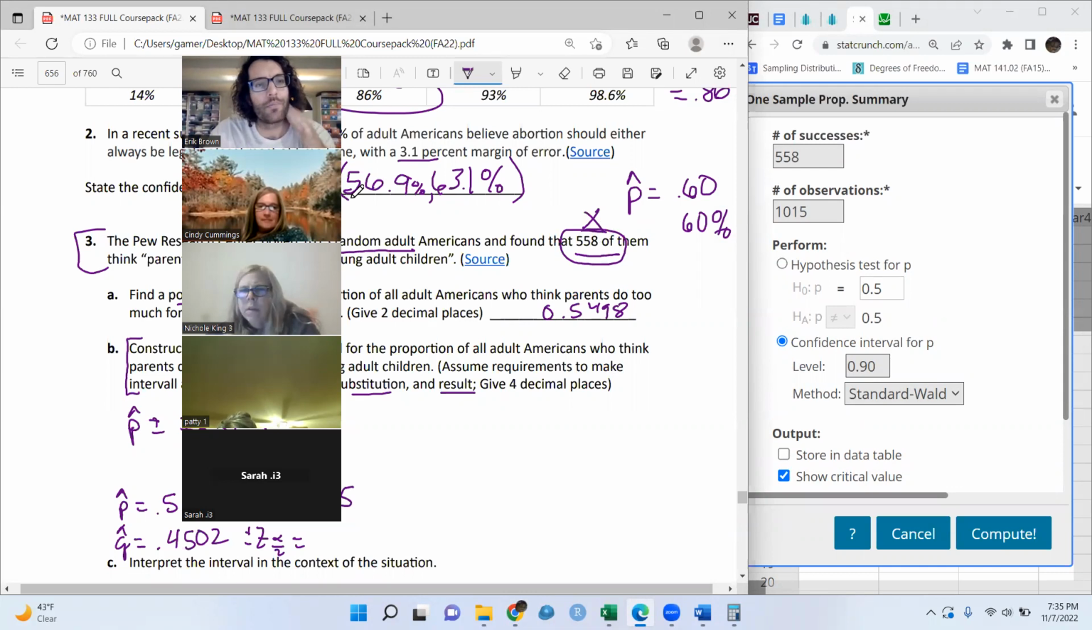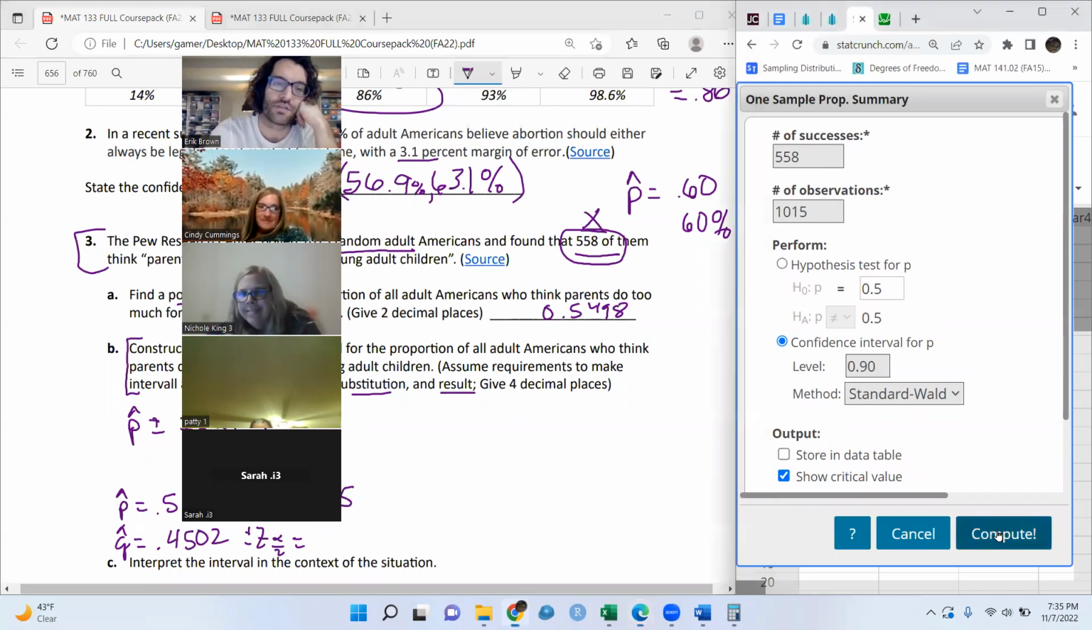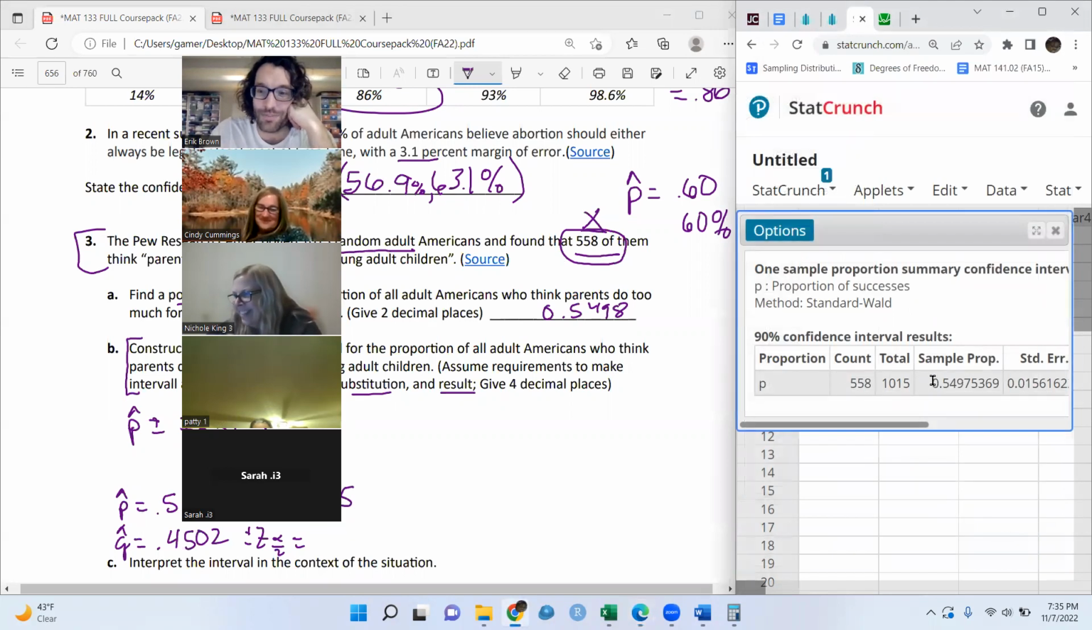Which begs the question, why did we have you compute the point estimate in A when what we need in StatCrunch is the X and the N? Yeah, why did you do that? Just to remind you of the point estimate. Because look, here's the point estimate right here. StatCrunch even calculates it for you.